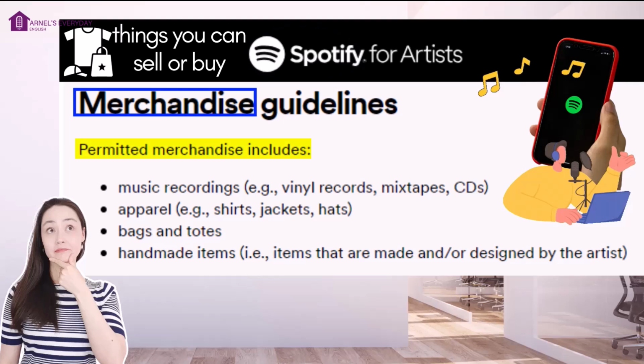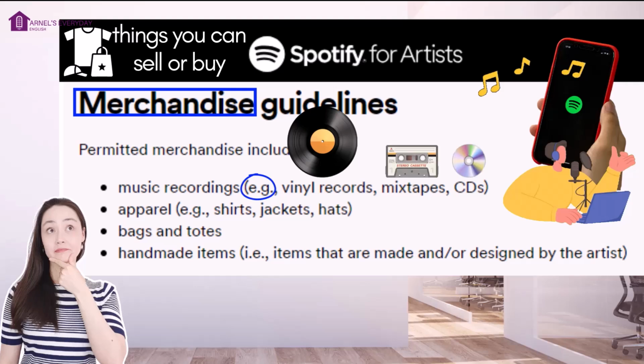Permitted merchandise includes music recordings, e.g., for example, vinyl records, mixtapes, CDs. Apparel, e.g., for example, shirts, jackets, hats. And then we move down to handmade items, i.e., items that are made and are designed by the artist. This part is clarifying what handmade items means. It's not giving you examples of handmade items.